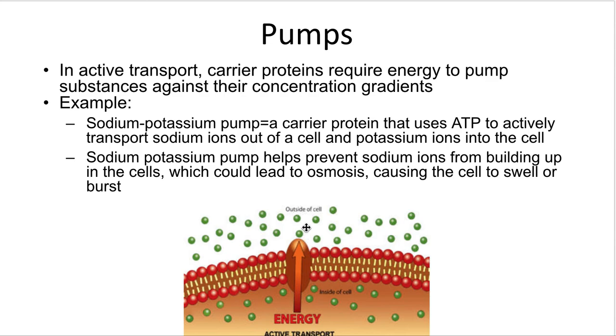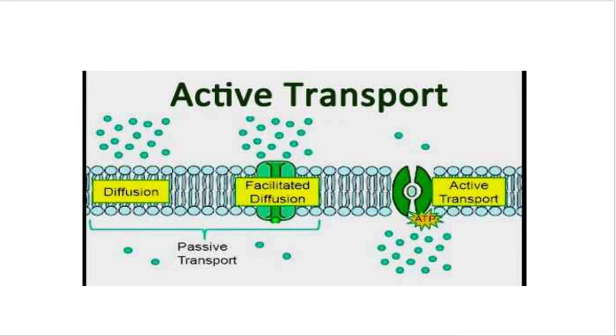An example of this active transport is the sodium-potassium pump. And the sodium-potassium pump is a carrier protein that uses ATP to actively transport sodium ions out of the cell and potassium ions into the cell. Why does it do this? This prevents sodium ions from building up inside of cells, which could lead to osmosis, causing cells to swell or burst. A quick comparison. In diffusion, molecules are going from high concentration to low concentration right across the cell membrane.